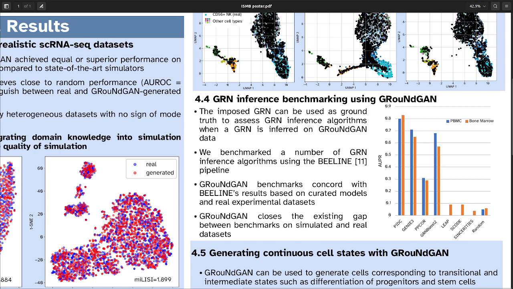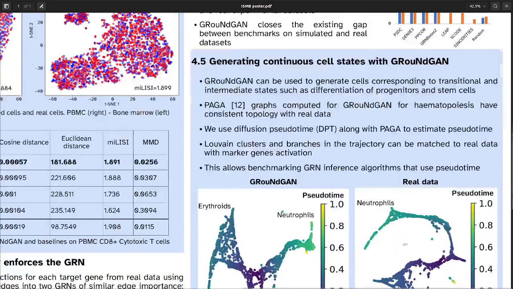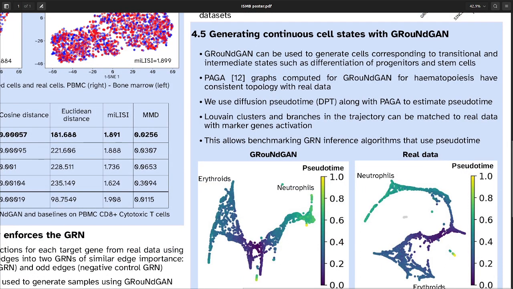So we talked about some of these methods requiring pseudotime for GRN inference. So we also have studies where we show that GroundGAN can be used to generate continuous cell states that are characterized by dynamic processes. And in that study, we show that GroundGAN maintains the pseudotime ordering of cells, and that we can infer pseudotime using PAGA and diffusion pseudotime. And when we do that, we can match branches in GroundGAN trajectories to real ones. And the graph topology and marker gene activation along those trajectories remain consistent with real data.